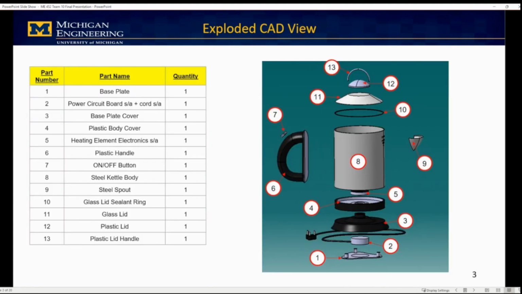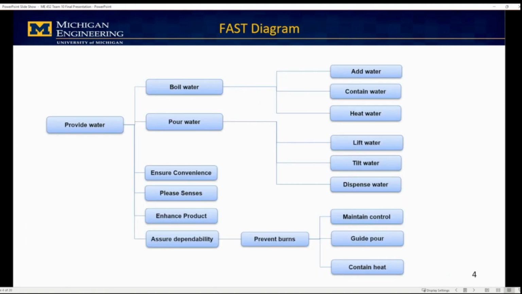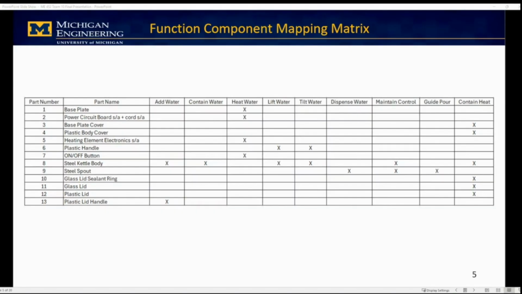Here is an exploded CAD view of our product, and we have 13 main parts. We created a FAST diagram where our main function is provide water, and our primary functional branches are boil water and pour water with associated secondary functions. And to ensure dependability, we have the function of preventing burns with associated functions. Using the FAST diagram and components from exploded CAD, the function component mapping matrix was created, where every part had at least one associated function.